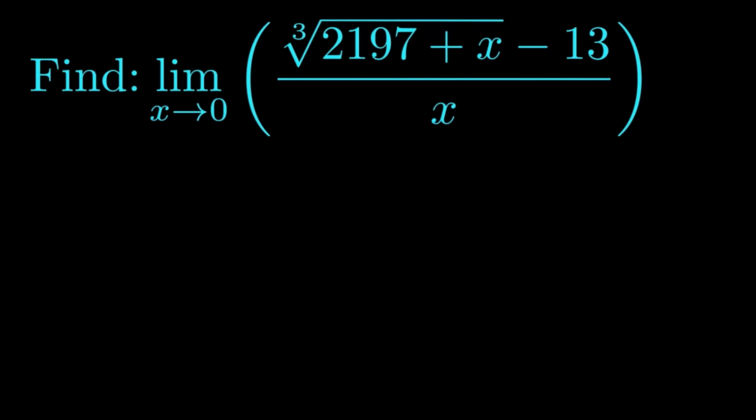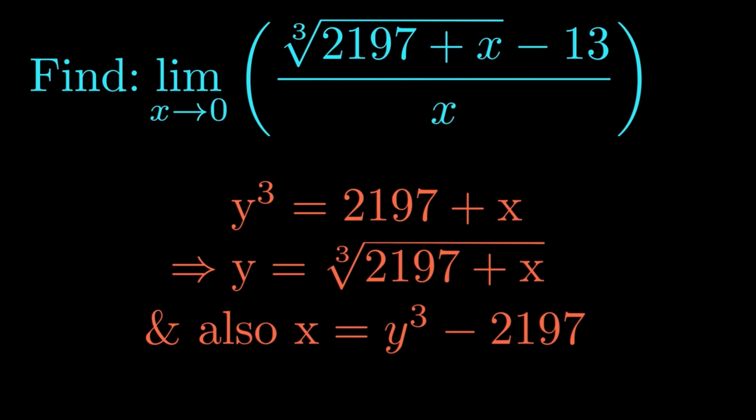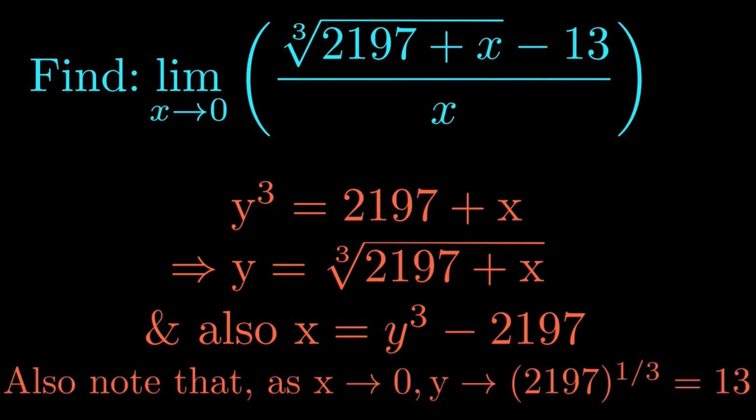To find the limit as x approaches 0 of the cube root of 2197 plus x minus 13 divided by x, let's begin by setting y cubed to be equal to 2197 plus x. This implies that y is equal to the cube root of 2197 plus x, and also x is equal to y cubed minus 2197. Also note that as x goes to 0, y goes to 13.